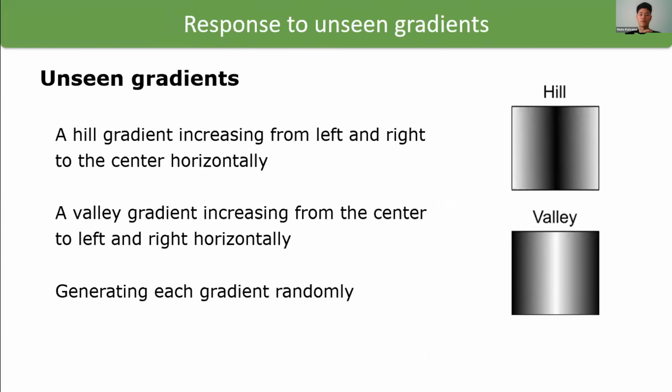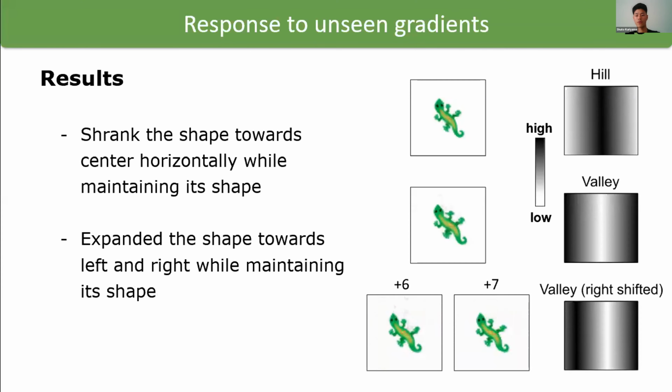Next, we tested the model on gradients that were not used for training. With the hill gradient, we expect the agent to stay in the center. With the valley gradient, we expect the model to make a decision on which direction to go, left or right. As a result, with the hill gradient, the agent shrunk its body towards the center and stayed in the center. With the valley gradient, the agent expanded its body towards both left and right, and afterwards moved towards the right.